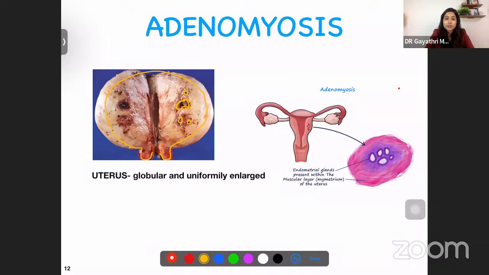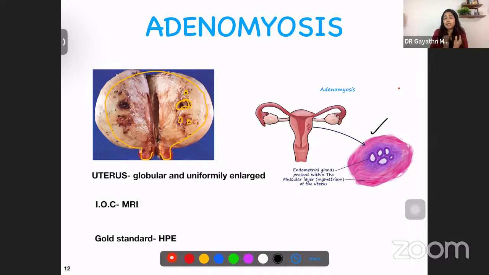Now, as we discussed, the uterus is globular and uniformly enlarged. The investigation of choice, usually in cases where the ultrasound is inconclusive, we go for an MRI for confirming the diagnosis. If they ask you what is the gold standard investigation, it is histopathology. That is basically after examining it in the microscope, we have to see the endometrial glands which are present in the myometrium. Again, this is a pictorial representation of what you are going to see in histology as well.